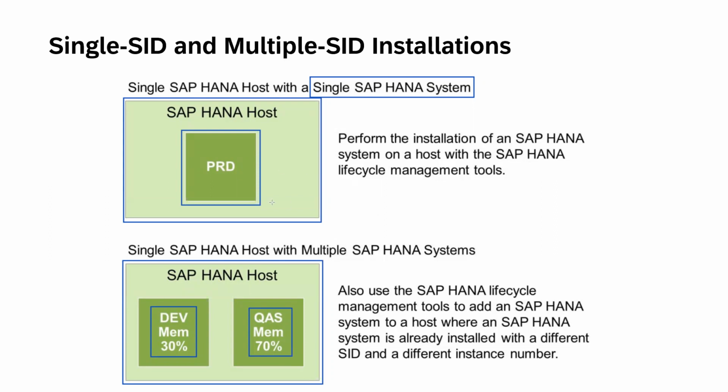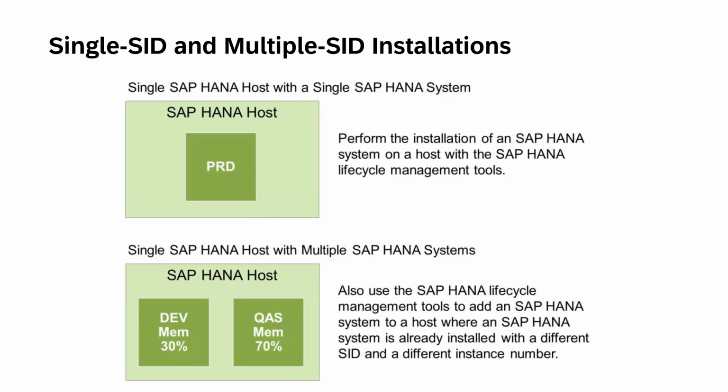Is this clear with you all? Single HANA system and multiple SAP HANA system. Okay, I have a question. Okay, can you move forward? Let me move forward.